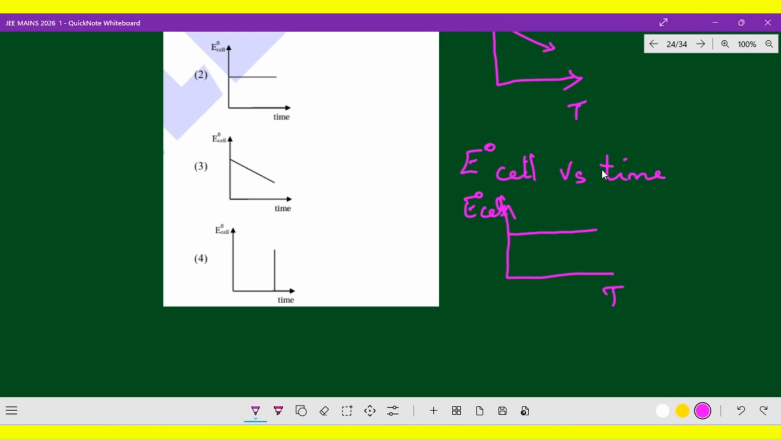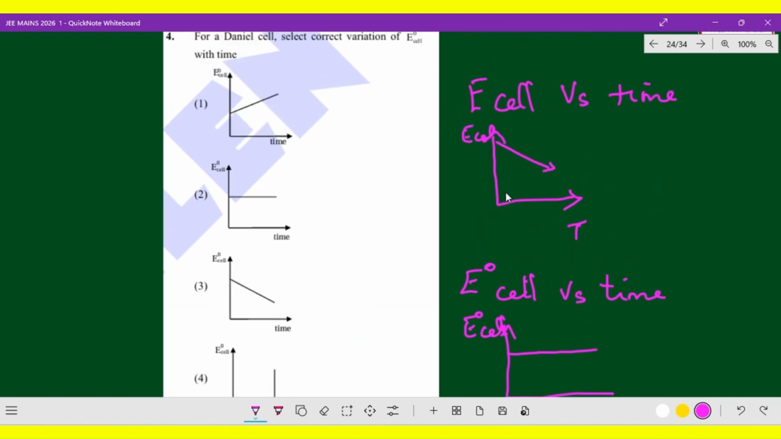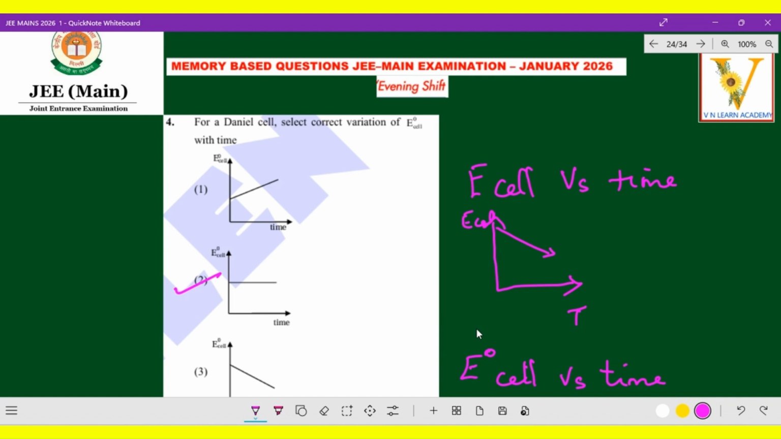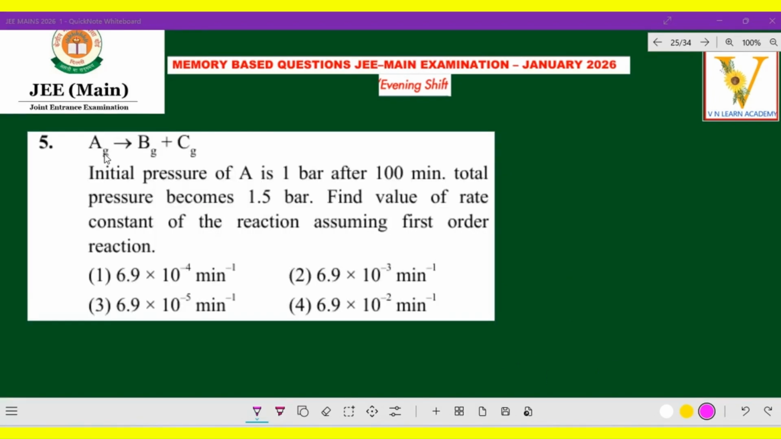That Daniell cell, if you go through clearly, this is the way; many times we have gone through this question and it has been repeated. In the last previous question also we have seen the same kind of question, right? Even in the board exam it has been repeated. So this is very important and simple. So which is the correct option? E naught cell versus time, so the straight horizontal line is the correct option. I hope you got the clarity. Come on, let us go to the next question. The next question: A gaseous state gives B gaseous state plus C gaseous state. Initial pressure of A is 1 bar, that means pressure.